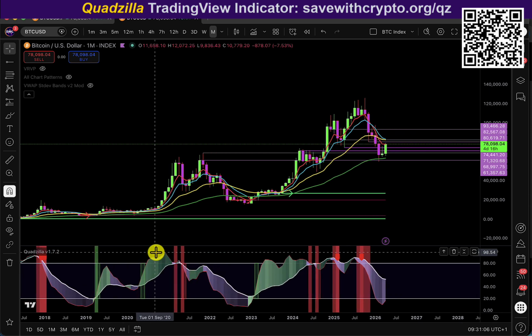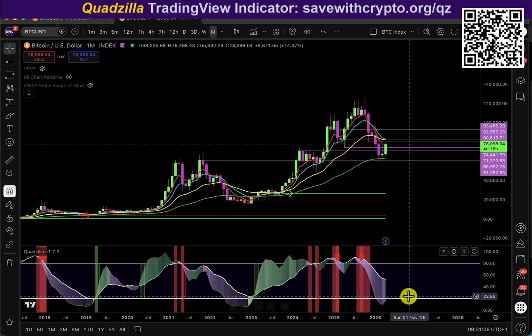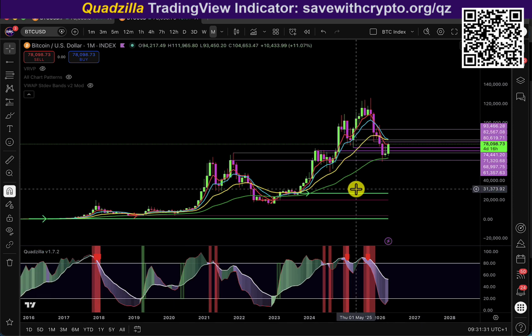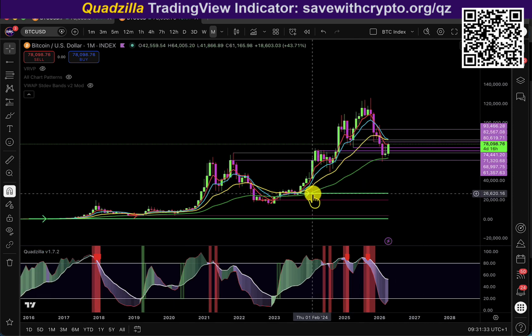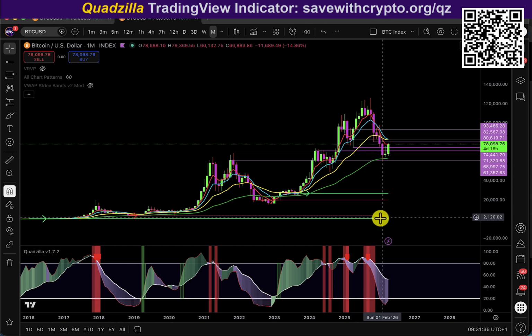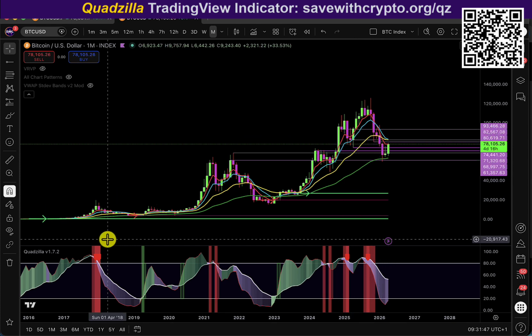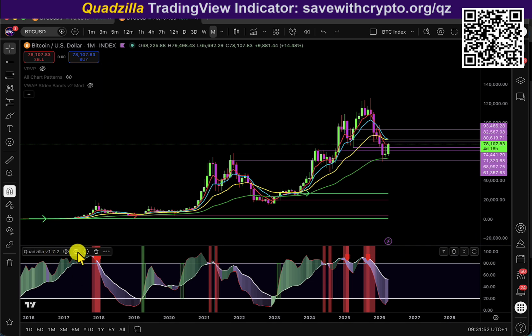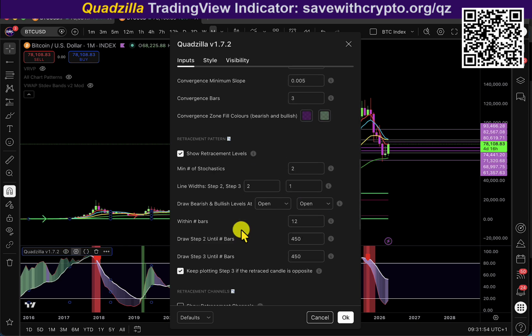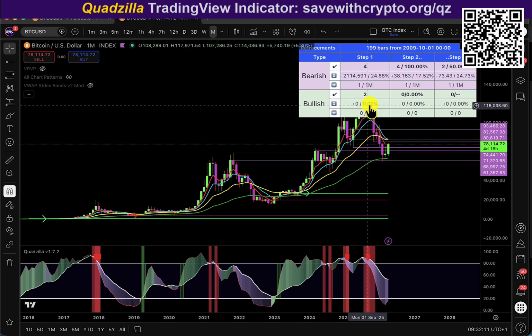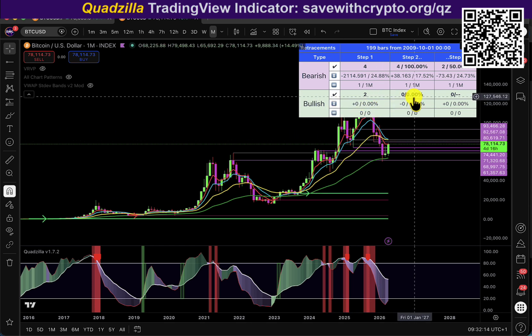So Quadzilla shows this momentum oscillator down here and lots of bits and pieces up here as well. Now, one of the features of Quadzilla is these retracement levels like here and here, where the price tends to come back to. That said, on the monthly time frame, the probability of the price coming back there isn't actually that high, and we can see that by putting on the statistics of the indicator, which shows that these green bullish retracement levels, none of those have actually been completed, and there's only ever been two.